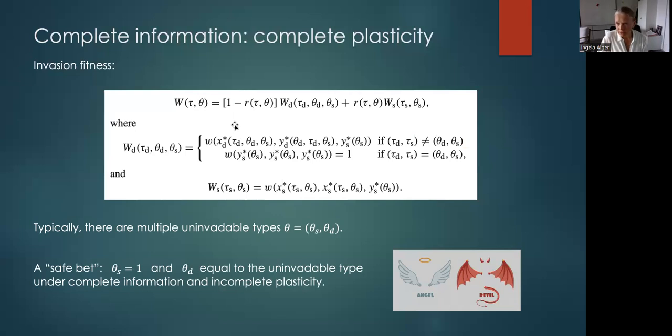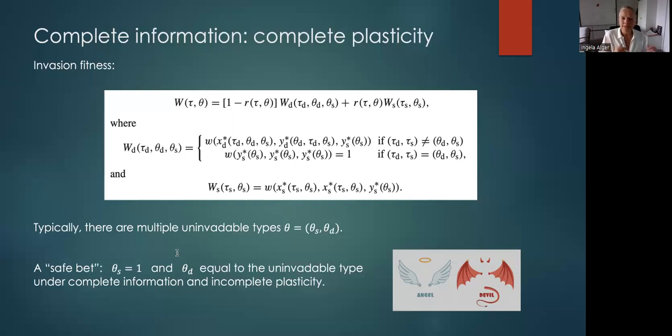But here's a safe bet. Here is a type that always works, whatever the game that you consider. It is such that a resident applies a theta equal to 1, fully Kantian, when interacting with another resident. This means they are maximizing their joint fitnesses. And then the resident applies theta D equal to the value theta that is uninvadable under complete information and incomplete plasticity.